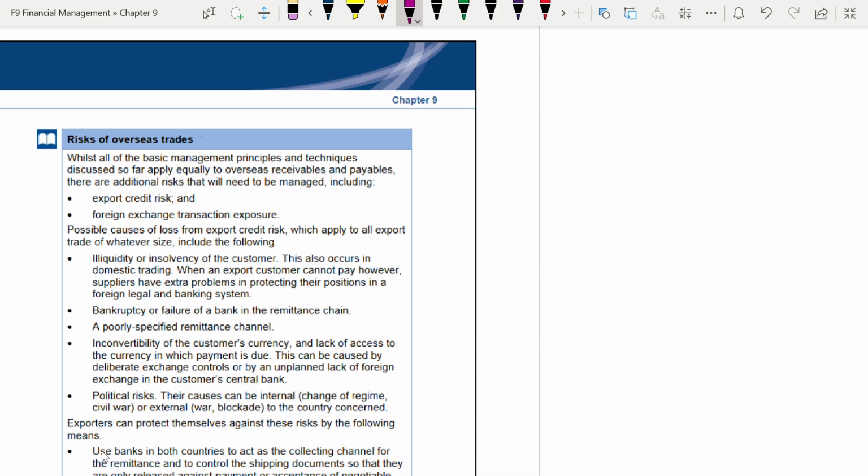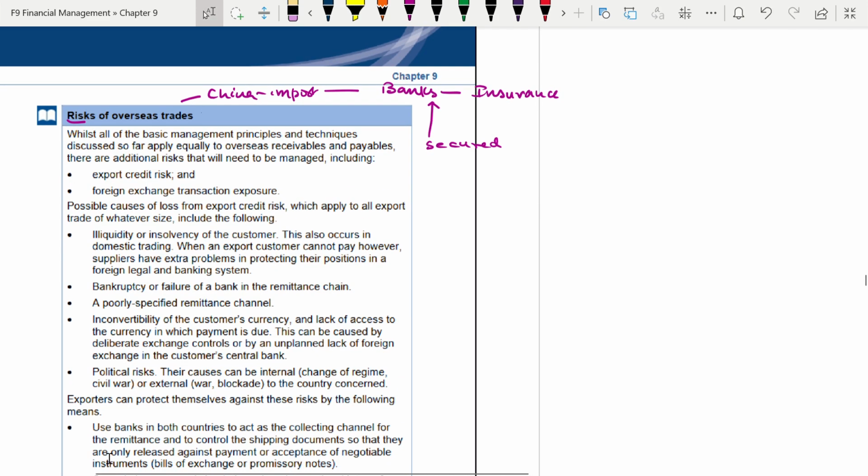Risk of overseas. People are now importing, a lot of people import from China. There is a risk, but in spite of the risk, the system is very advanced. You will get involved with banks and with insurance. You have to do the payments through banks only. When you are doing the payments through the banks, it will be secured. We are reducing the risk.